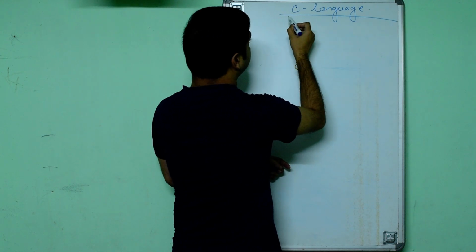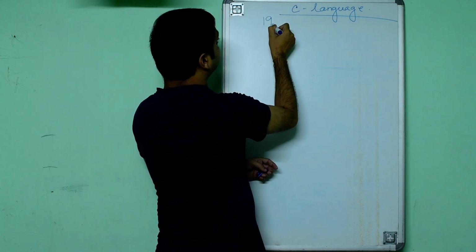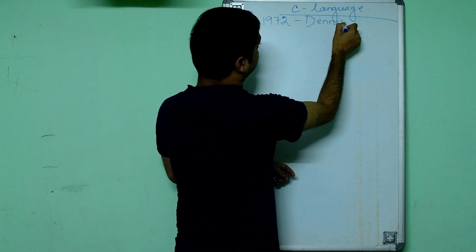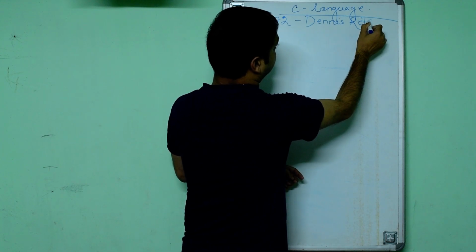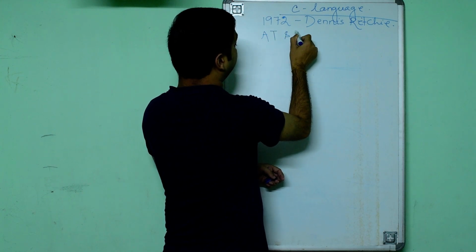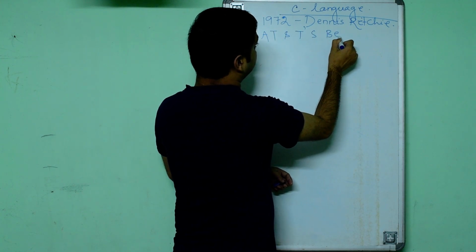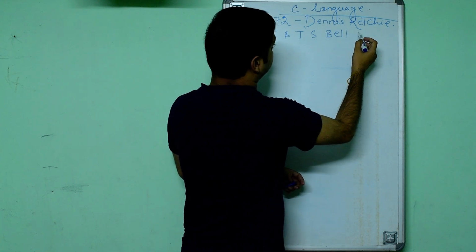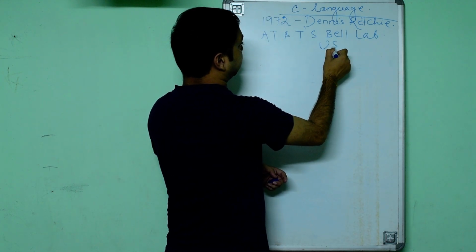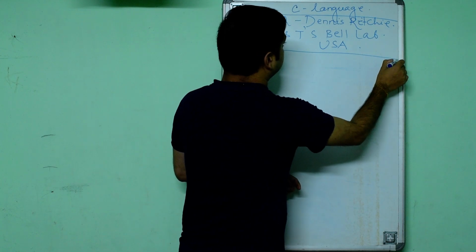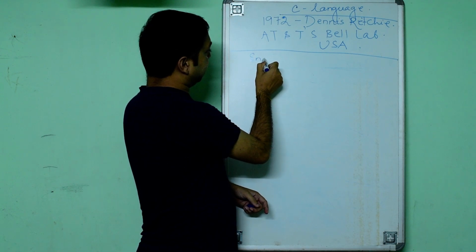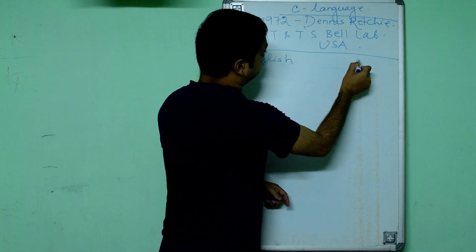C language was developed in the year 1972 by Dennis Ritchie, the mastermind behind it, at AT&T's Bell Laboratory in USA. So this is the simple history. Now in short, I will explain the basic difference between English and C.